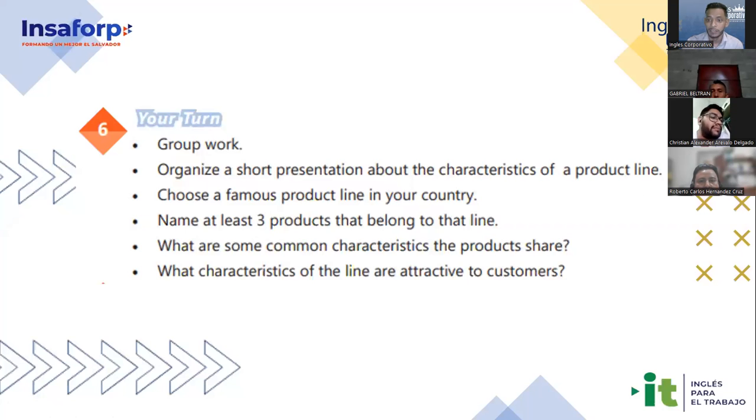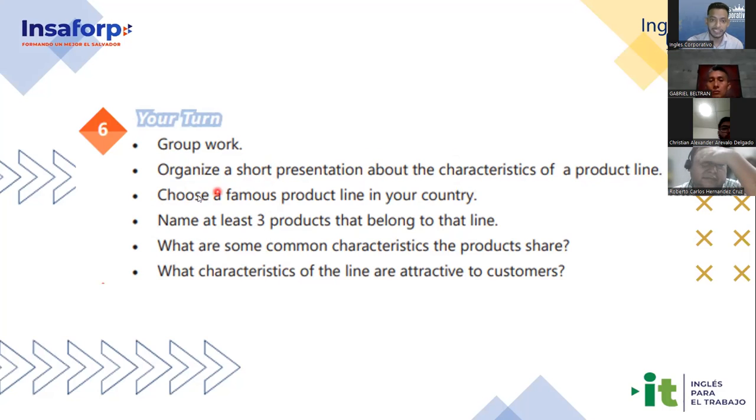Now, guys, these are the indications for the activity that we're going to do today, okay? See, it says group work. It's going to be a group activity, all right? Maybe three people or four people. It says, organize a short presentation, okay? PowerPoint, you can use PowerPoint. It says, organize a short presentation about the characteristics of a product line, all right? We're going to organize, or create, a conversation about the features of the product line.